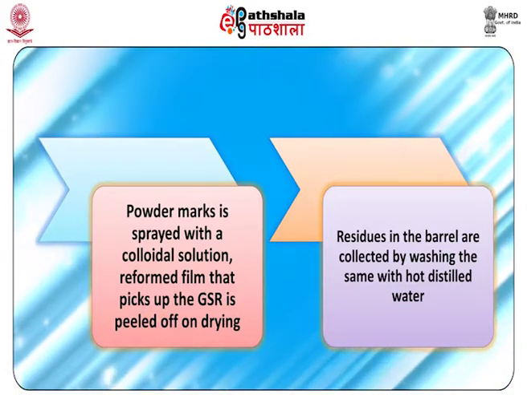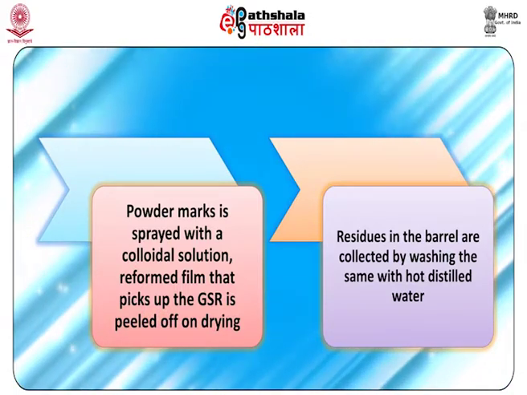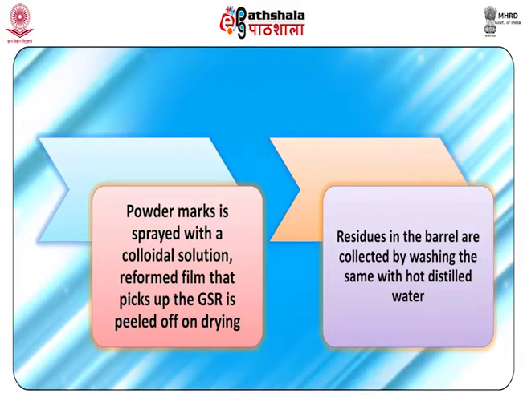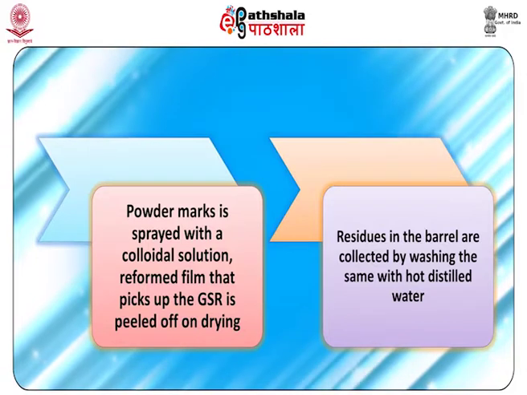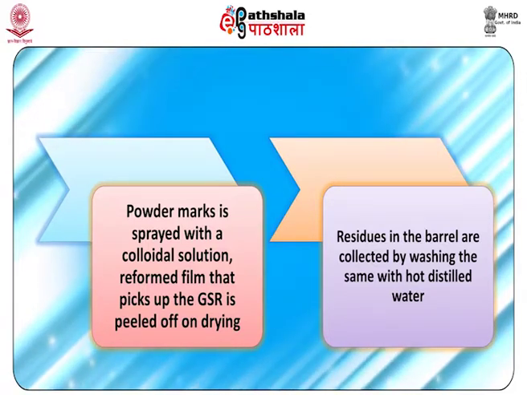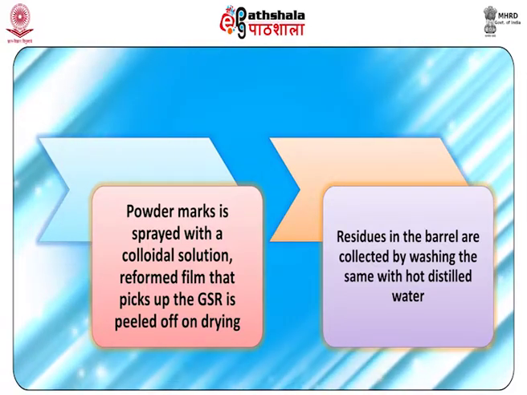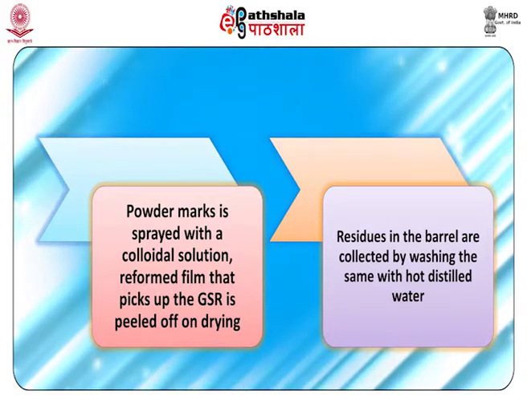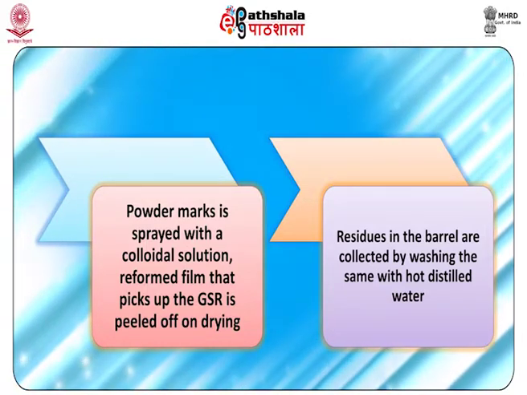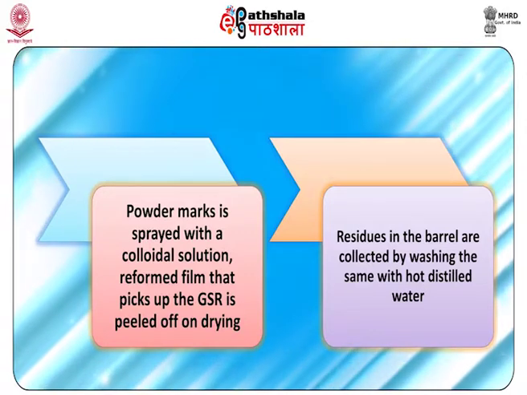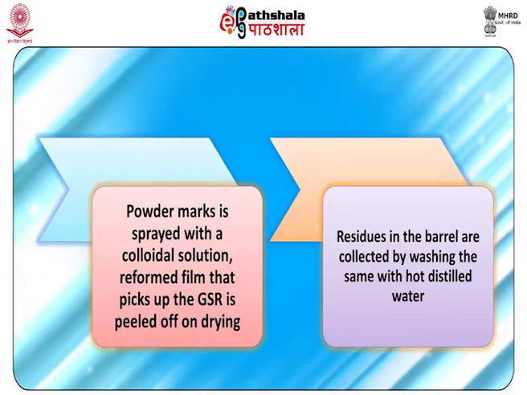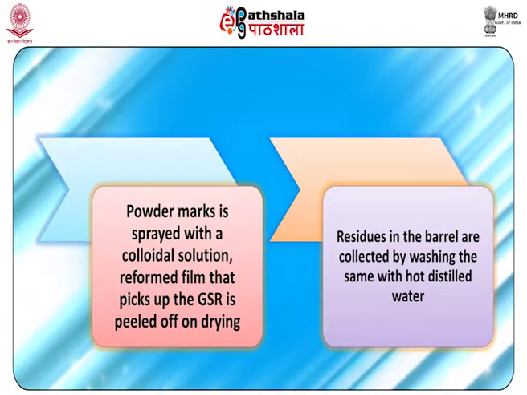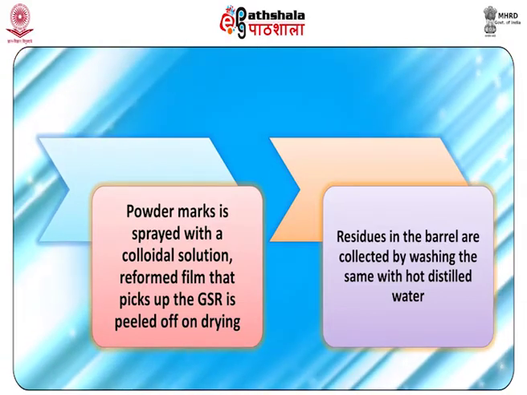The side bearing the powder marks is sprayed with a colloidal solution. The film is reinforced with nylon fibers. The reformed film that picks up the gunshot residue is peeled off on drying. The residues in the barrel are collected by washing the same with hot distilled water. The washings are tested for constituents of the gunpowder residues.